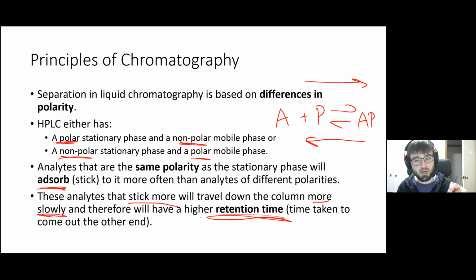Remember, it's retention time and not speed. Even though your non-polar substance is going through really fast, it has a lower value because it's taking less time to come out the other end. It's how long it takes to come out the other end, we're not saying it goes out at 50 millimeters per minute or something like that. We just get a time value out at the end, and the closer the polarity between the analyte and the stationary phase, the longer it takes, the higher that retention time.